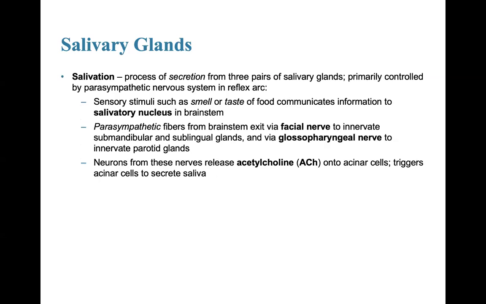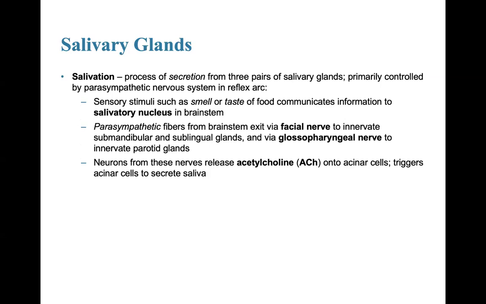Now, the process of secretion of saliva is referred to as salivation. And secretion from the three pairs of salivary glands is primarily controlled by the parasympathetic nervous system. Remember, if your sympathetic nervous system is kicking in, you have cotton mouth or dry mouth. The sensory stimuli, such as the smell or taste of food, communicate information to the salivary nucleus in the brainstem.